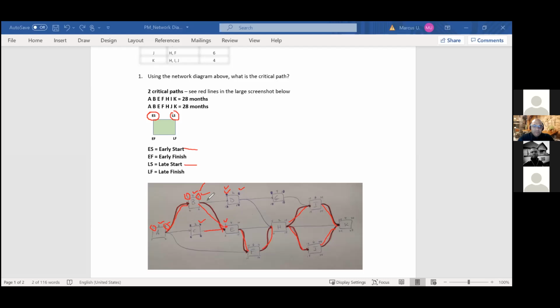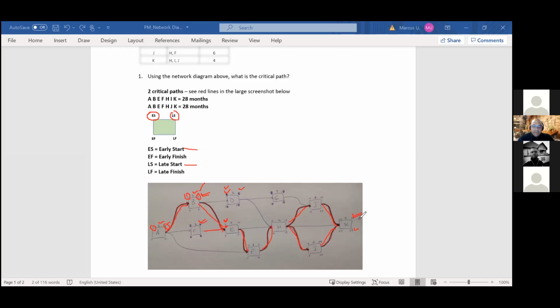Because when you do a forward pass and you have 2 activities that join into one activity, like B and C join into E, you have to take the highest number, right? So this is 6 and this is 4. You have to take the highest number, which is 6. So that's how you do your forward pass, and you'll end up with 28 and 28.